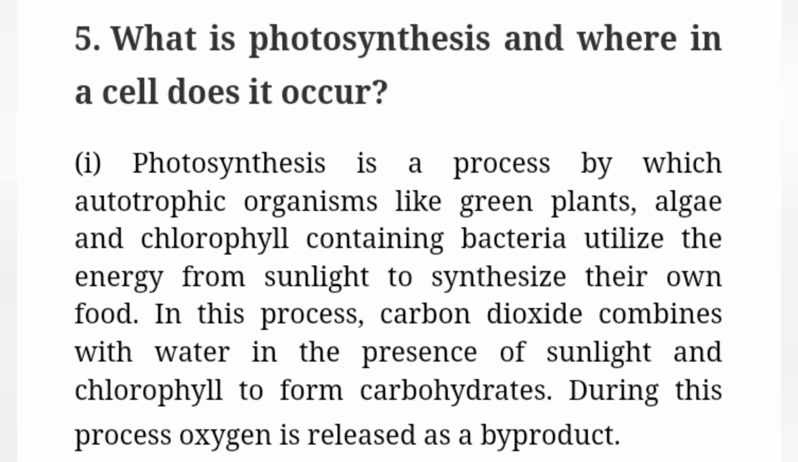Fifth one, what is photosynthesis and where in a cell does it occur? So first point, photosynthesis is a process by which autotrophic organisms like green plants, algae and chlorophyll containing bacteria utilize the energy from sunlight to synthesize their own food. In the process, carbon dioxide combines with water in the presence of sunlight and chlorophyll to form carbohydrates. During this process, oxygen is released as a byproduct.